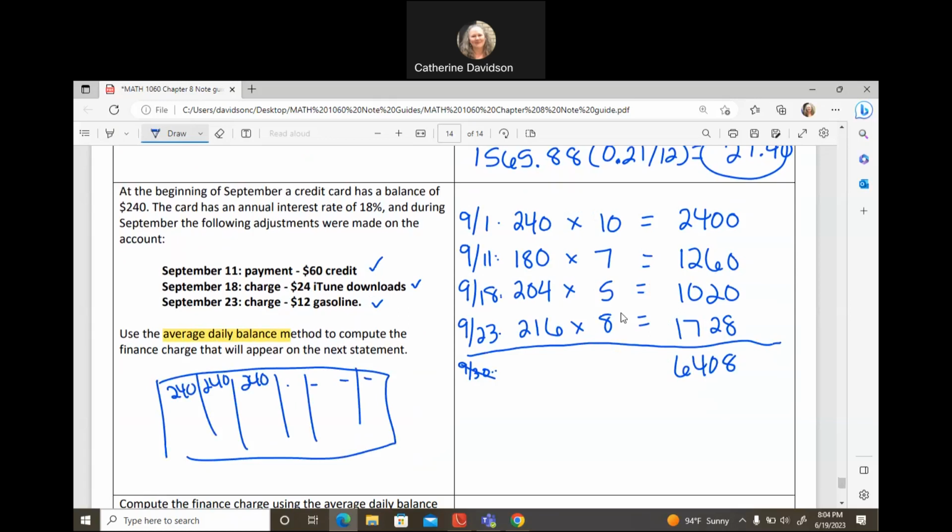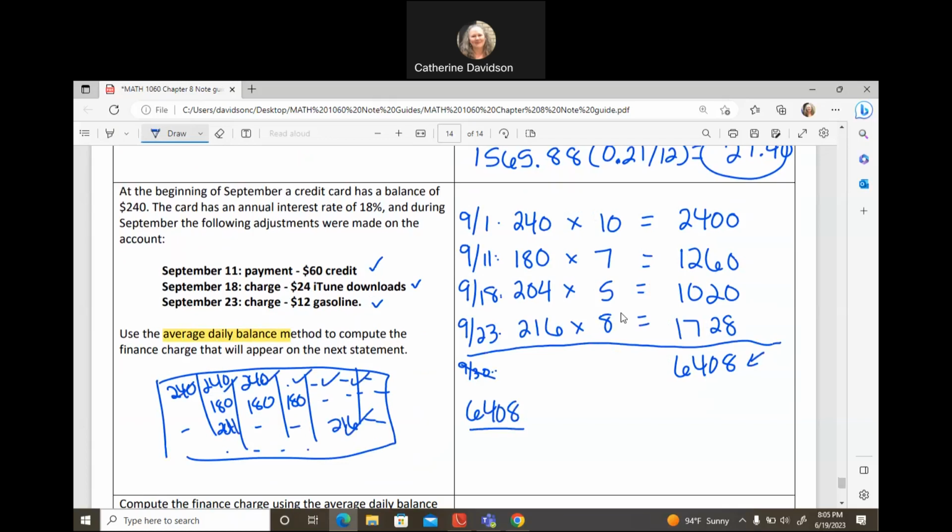And then whatever day it changed to 180. And then it was 180 for 7 days. And then it was 204 for 5 days. And it was 216 for the rest of the month. If you were to add all those numbers up for every day of the month, this is where the 6408 comes from. Okay. Now the total for all 30 days of the month was 6408.